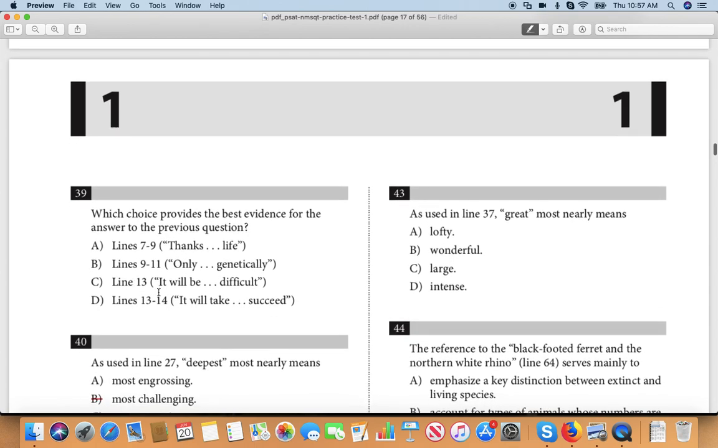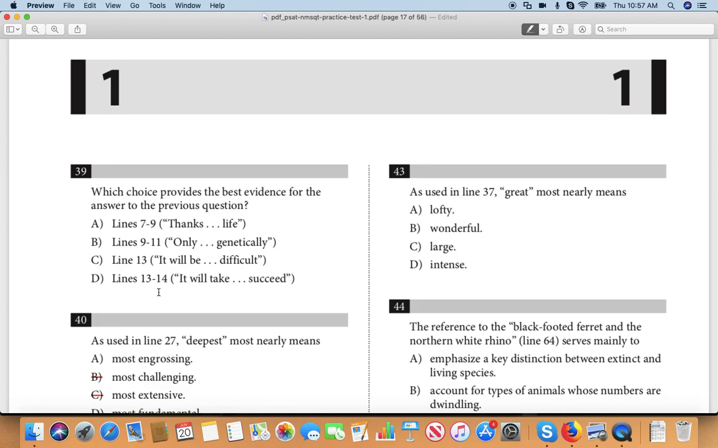Ava, go ahead and read question 43, please. Used in line 37, great most nearly means.